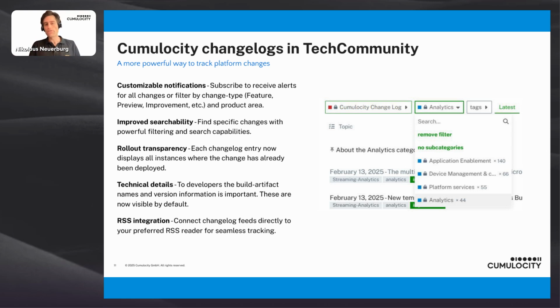And now you will also see a list of the environments, the public cloud environments, where this change has already been rolled out. So in the past, we only showed the change as soon as it became available on our first public cloud instances. Now you can see the list of instances that this change has been rolled out to. So give it a try, go to the tech community, go to the new changelog category, and you can see all the changelogs. You can even comment on them, leave feedback for us, or ask clarifying questions.